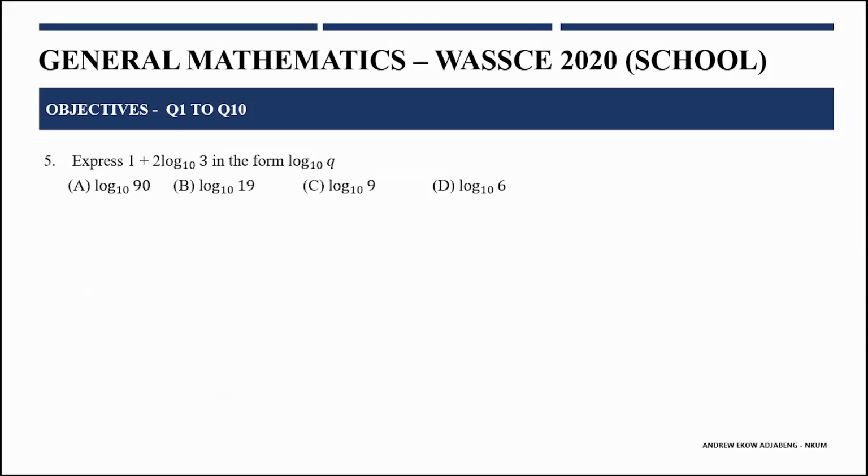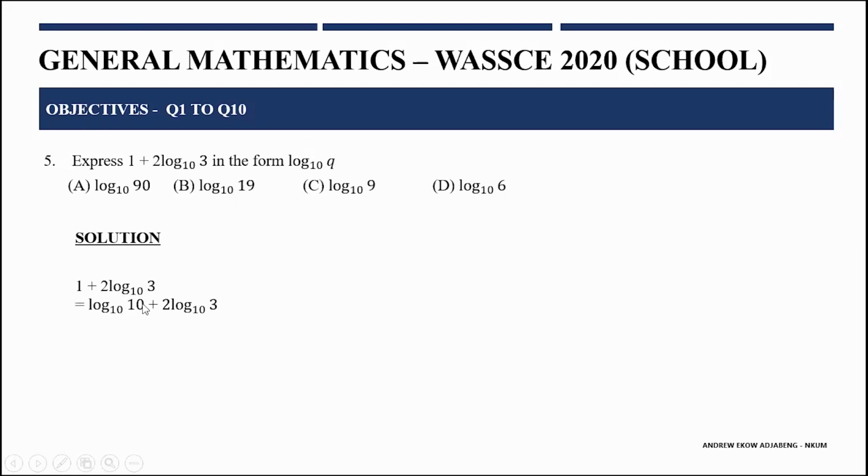Question 5. We have some logarithm here that we need to work on. The question says, express 1 plus 2 log 3 in the form log q. These are the possible solutions. Let's look at the solution that works best. First, we have our question. We need to simplify so that our final answer can be represented in log q, where the q here will substitute a number. In this sense, it is a variable here, but it should substitute a value or a number.